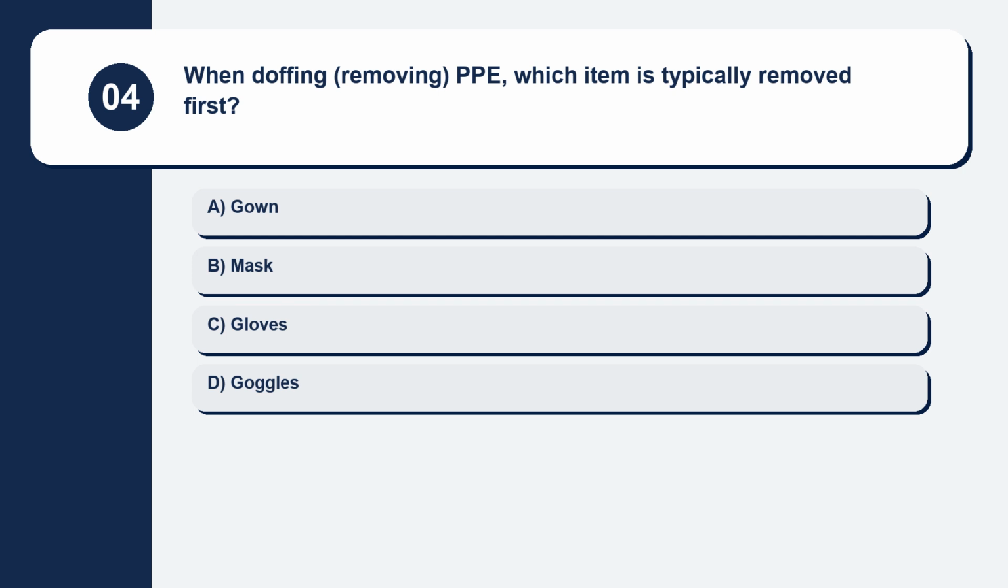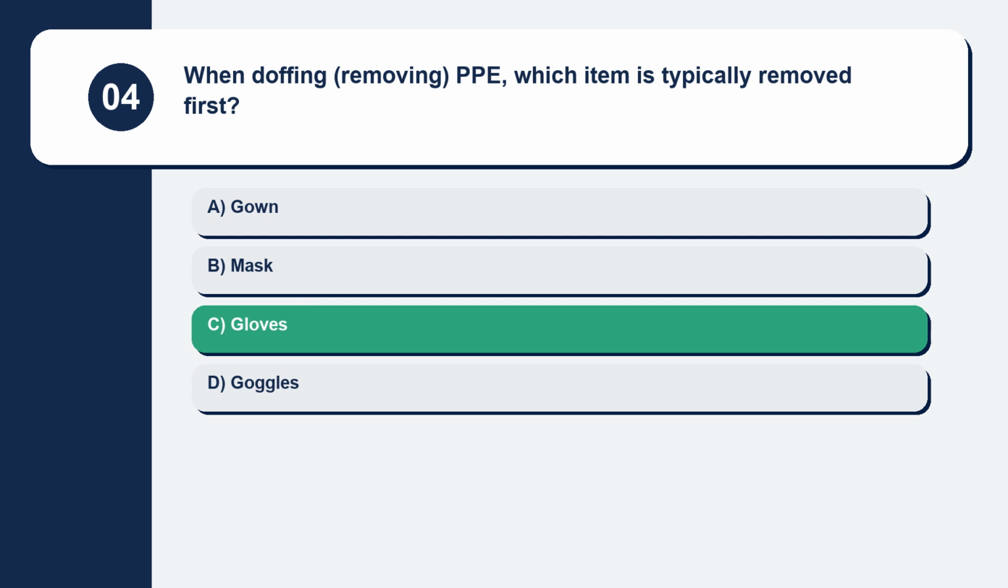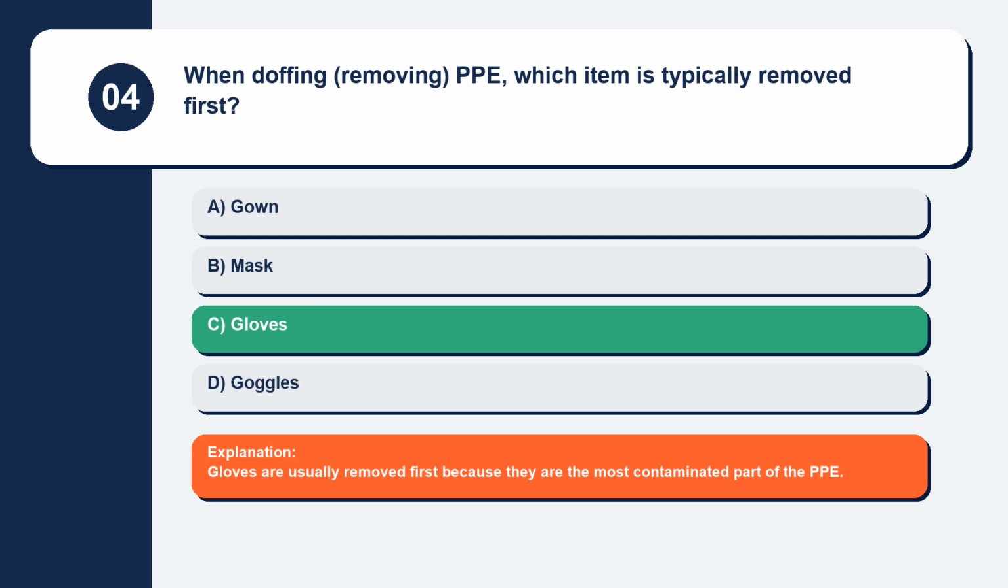Question 4. When doffing, removing, PPE, which item is typically removed first? Gown, mask, gloves, goggles. Gloves are usually removed first because they are the most contaminated part of the PPE.